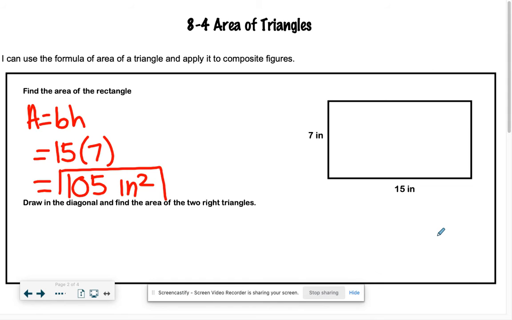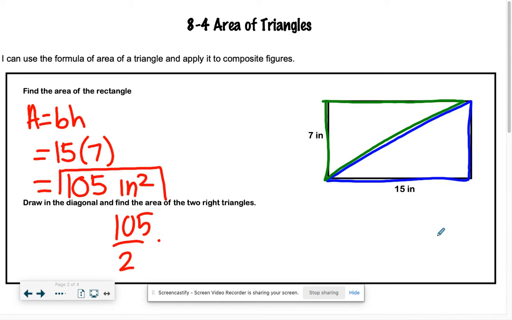Then it says, draw in the diagonal and find the area of the two right triangles. So let's draw in that diagonal. We have a blue triangle here and then a green one. So what do you suppose the area of both of those triangles would be? Half of 105. Right, this makes up half and this makes up the other half. So what is half of 105? It will be a decimal, that's okay. 52.5. Bingo, 52.5 inches squared.